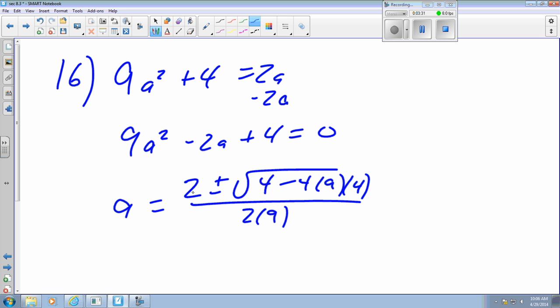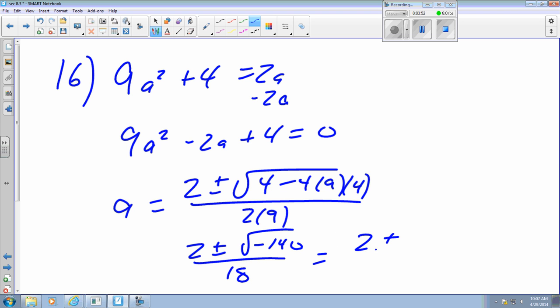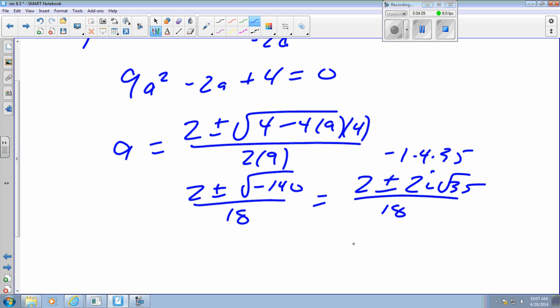Simplifying here, I get 2 plus or minus negative 4 times 9 is 36. 36 times 4 gives me 144, but it's negative. Plus the 4 gives me a negative 140, all over 18. Simplifying this, I know that this is going to be negative 1 times 4 times 35. Bringing out the stuff I can bring out, square root of 4 is 2, square root of negative 1 is i, all over 18. Dividing everything by 2 would give me 1 plus or minus i square root of 35 over 9.